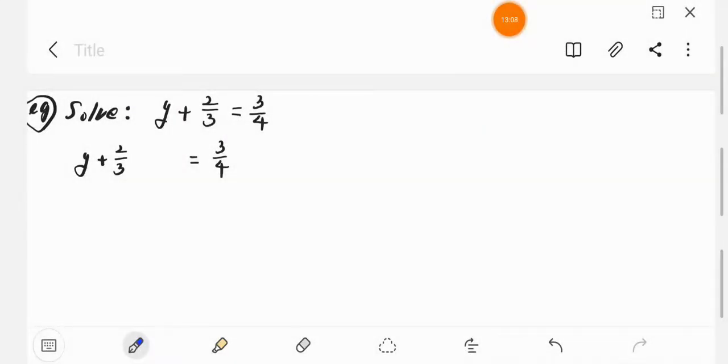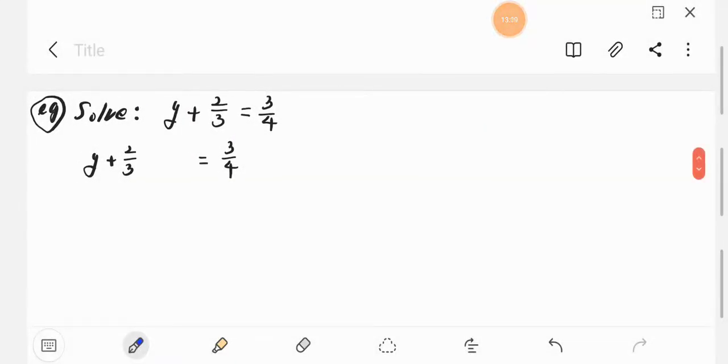Okay, now let's solve this equation. Now the left hand side is y plus something. So this is a plus, addition, right? Addition. So in order to remove this 2 over 3, we will add minus. In this case, subtract 2 over 3 from each side, because this is plus, right? If this is plus, then we do minus.